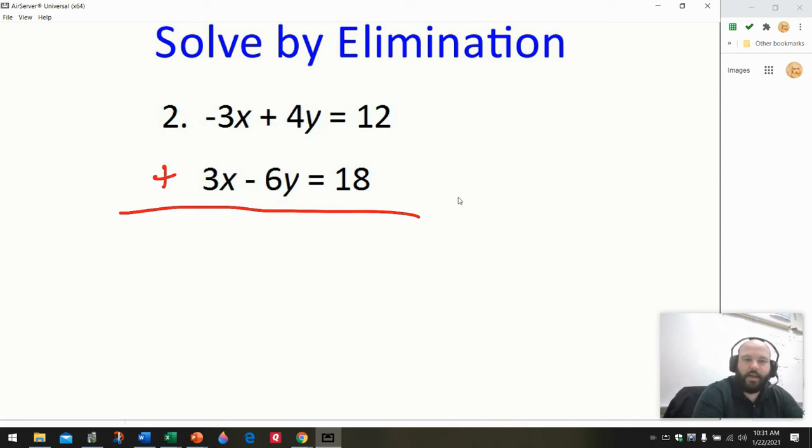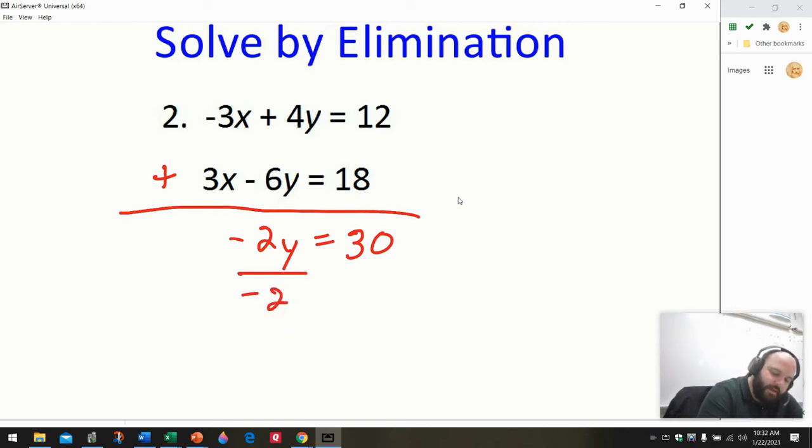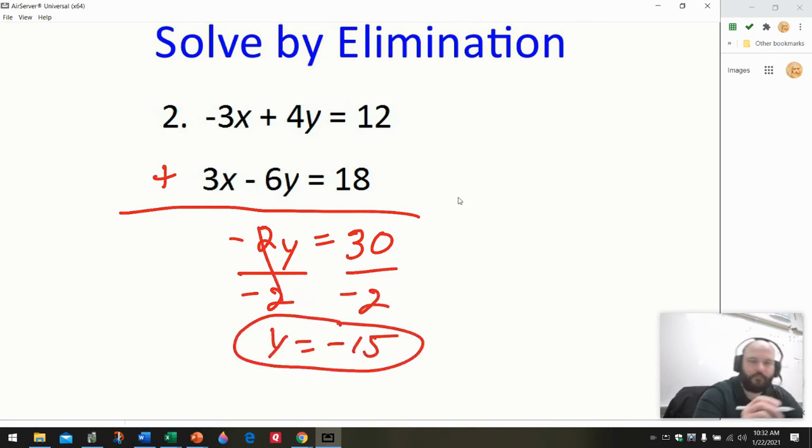So we have negative 3x plus 3x, and that's 0. Then I have 4y plus negative 6y, which is negative 2y, equals 30. Once I have that, I'm going to divide by negative 2 on both sides, and I get y equals negative 15. So there's our y value.